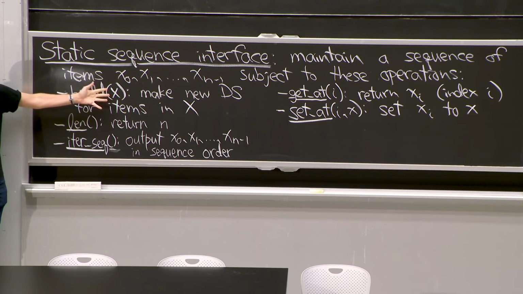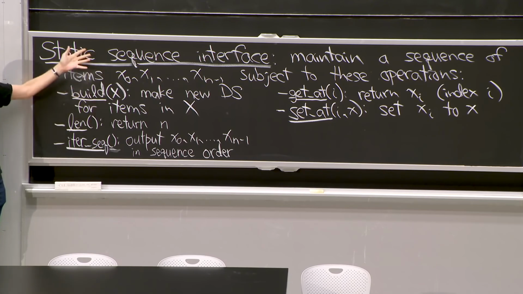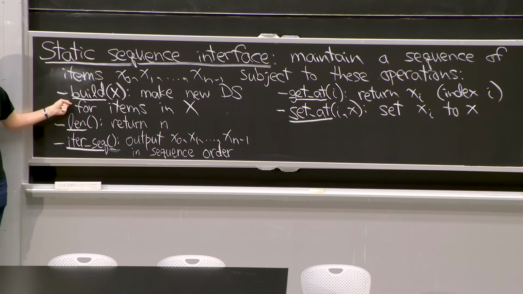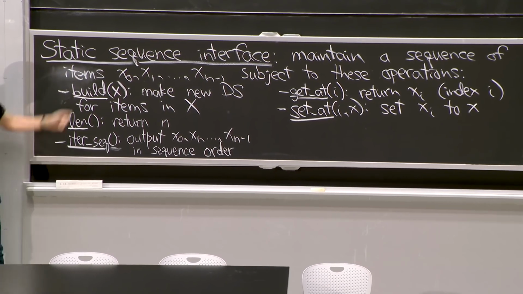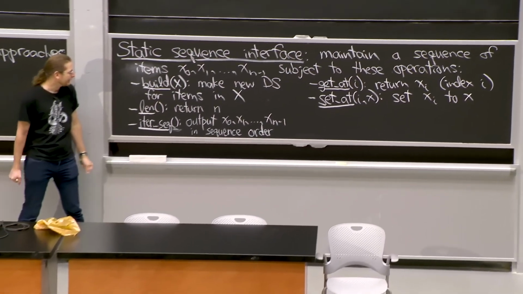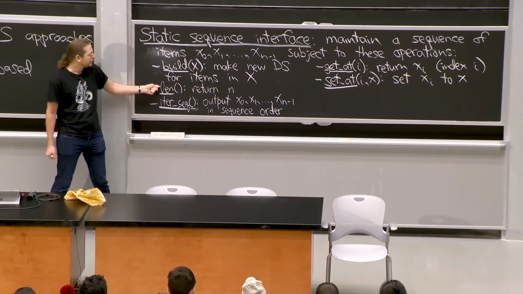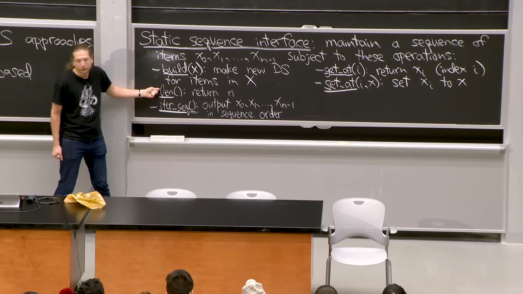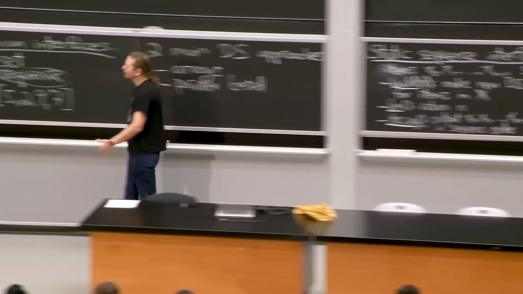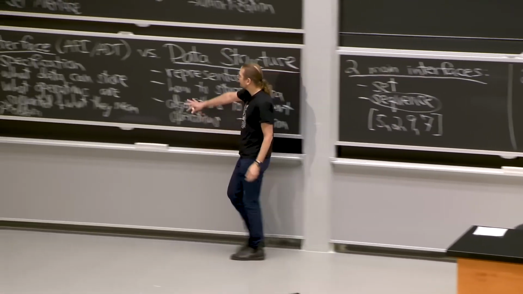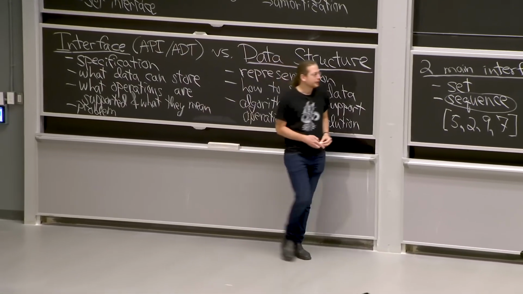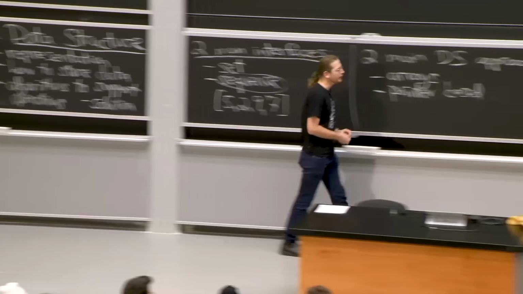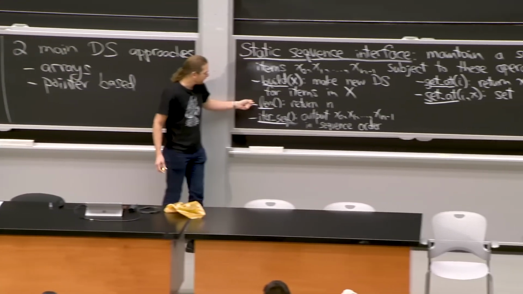And I want to make a new data structure of size n, a new static sequence of size n that has those items in that order. So that's how you build one of these. Because somehow we have to specify n to this data structure, because n is not going to be allowed to change, I'm going to give you a length method. Methods are the object-oriented way of thinking of operations that your interface supports. So length will just return this fixed value n.